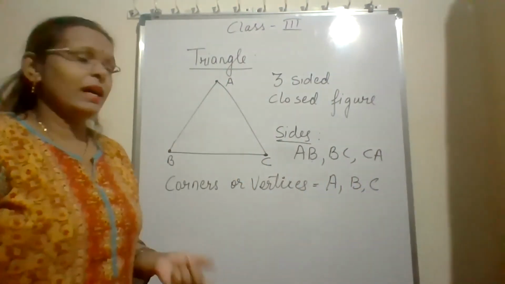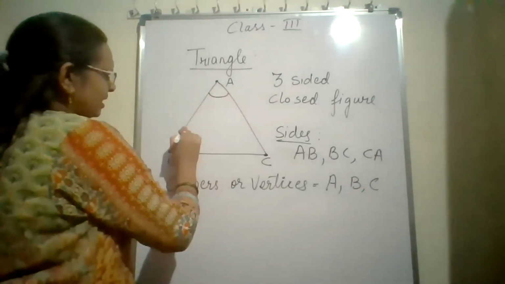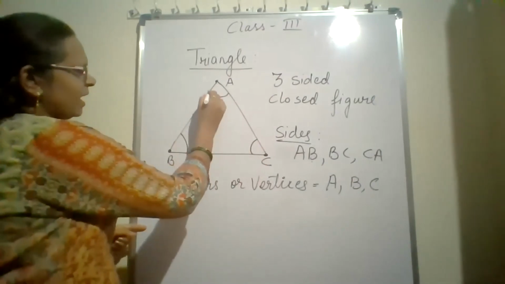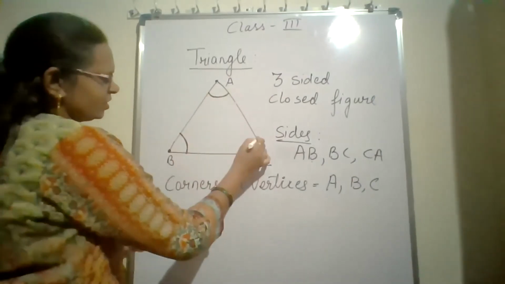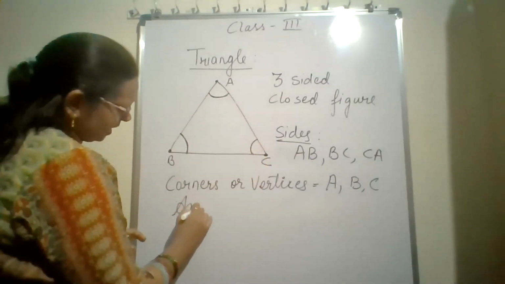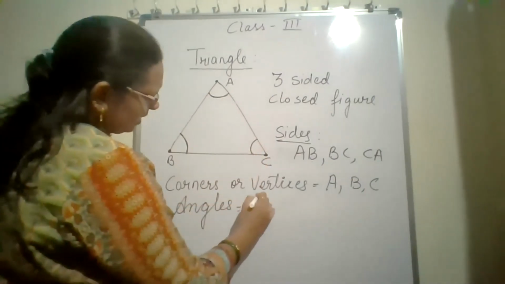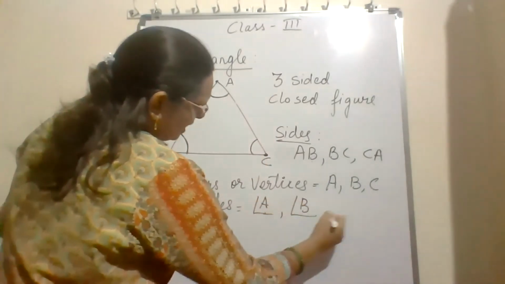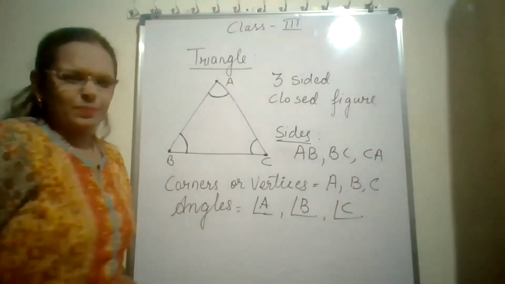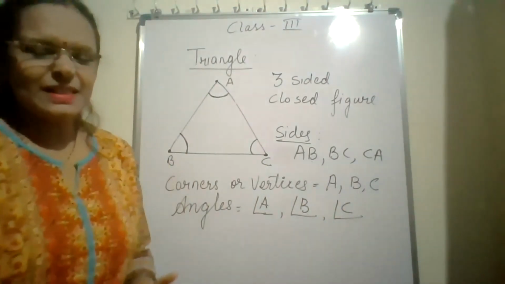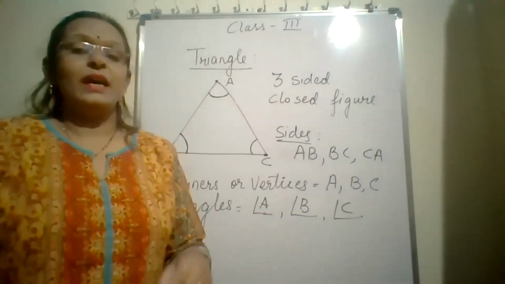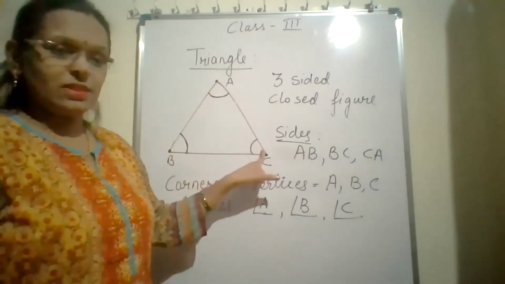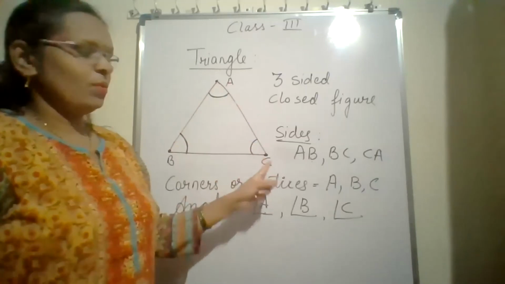So a triangle has 3 angles. How many angles? 3 angles, right? These are the 3 angles of a triangle: angle A, angle B, and angle C, right? So a triangle is a three-sided closed figure having 3 sides, 3 angles, and 3 vertices.